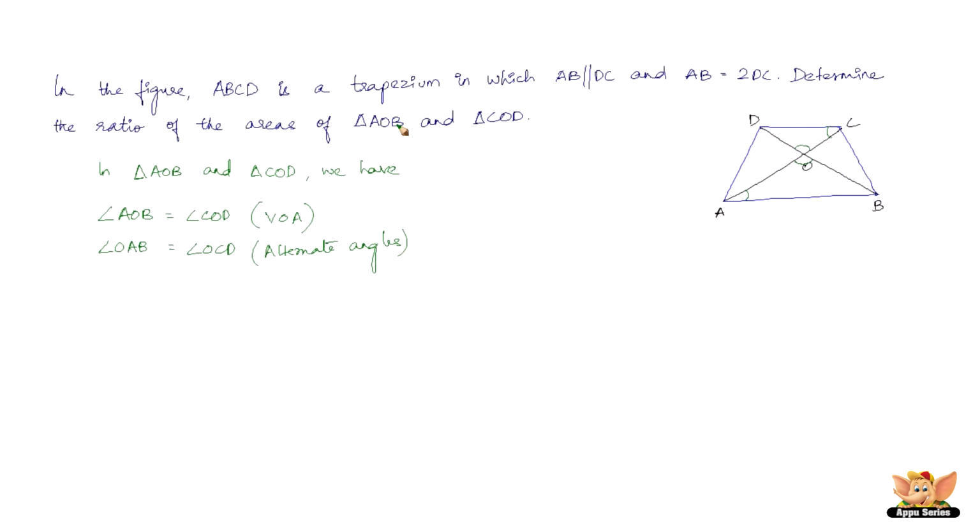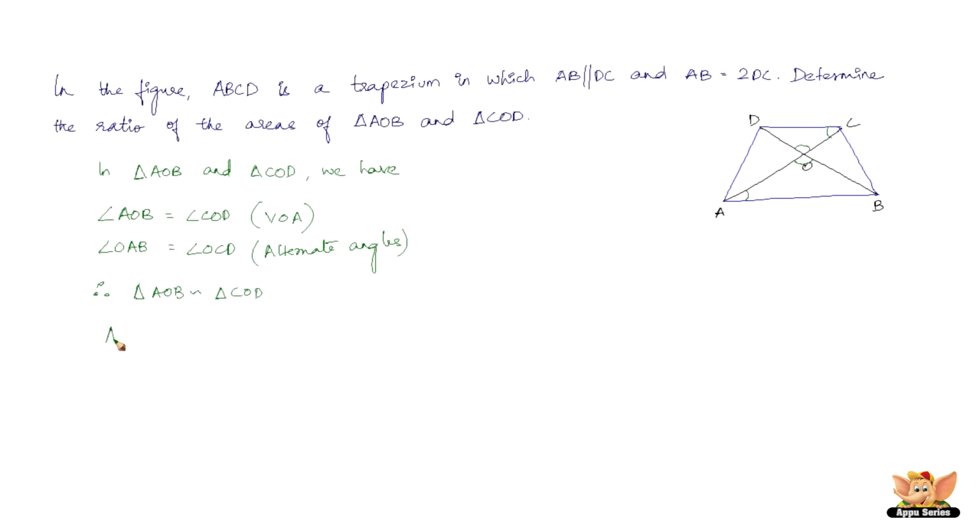So to do all those things, we first have to establish that the two triangles we're talking about, triangle AOB and triangle COD, are similar to each other. So that's what we're doing here. We've established that two angles in those two triangles are equal to each other. So the third angle will definitely be equal. Therefore, we've got triangle AOB similar to triangle COD by the angle-angle similarity criterion.